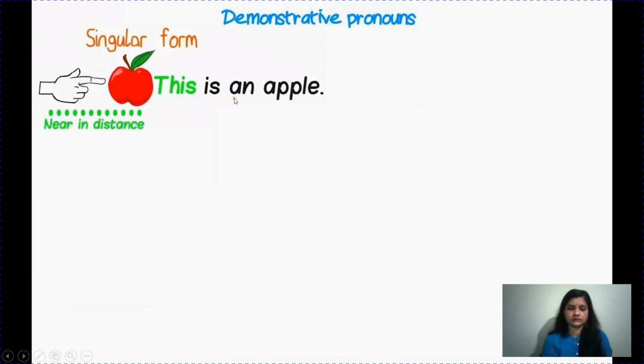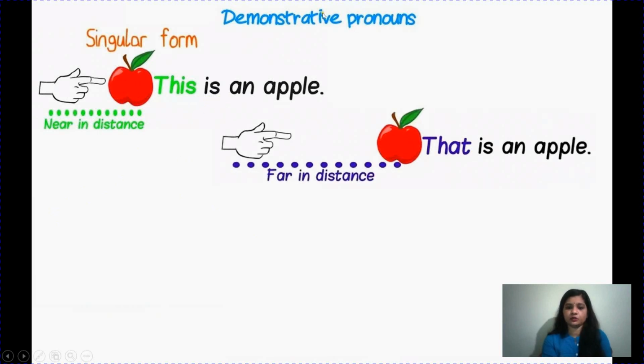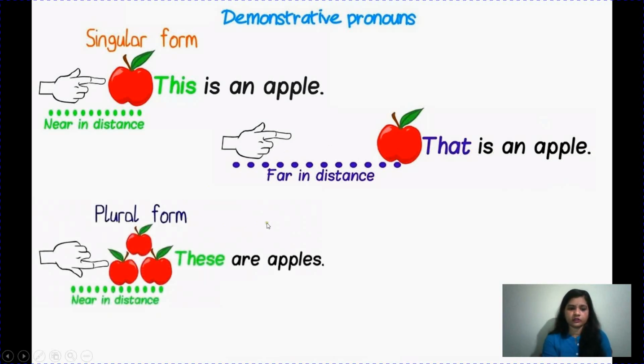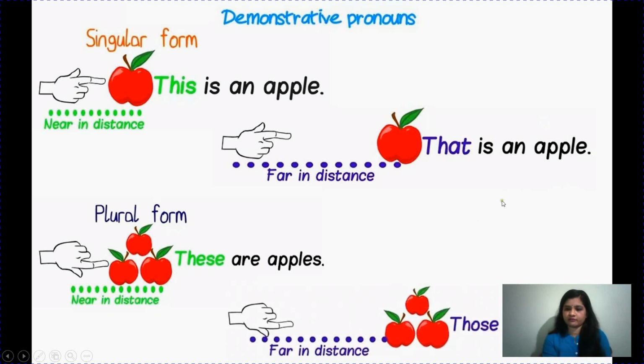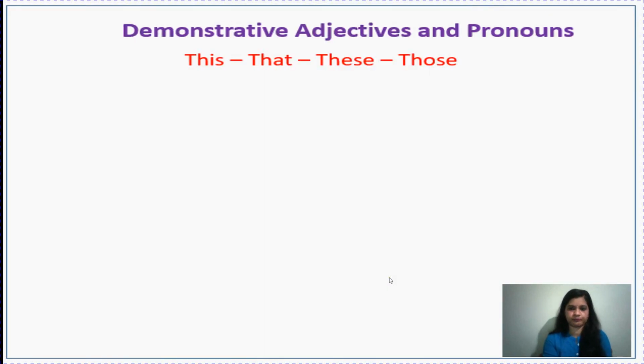Singular form. This is an apple. It is near in distance, so we have used "this." But when we are using something which is far in distance, we use "that is an apple." So children, these are demonstrative pronouns. And how will you write in plural form? These are apples. It is near in distance and it is plural, so we have written "these are apples." In the same way, what is the plural of "that"? Those. Those are apples.